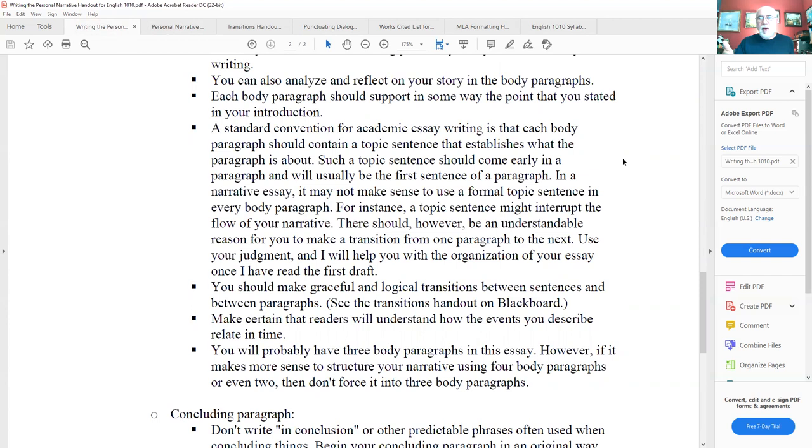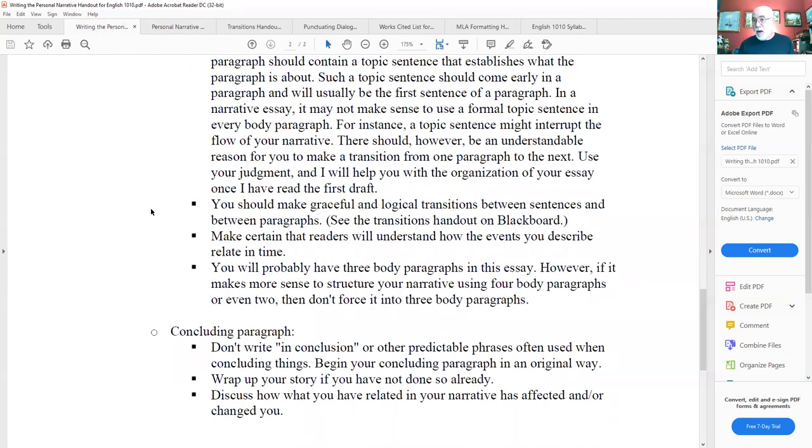if you're right in the middle of your narrative, and you need to start a new paragraph because it makes sense to, you probably just want to keep going with the narrative. You don't want to say, oh, I need a topic sentence here. So don't worry about it. But there should be a reason to start a new paragraph. There should be an understandable reason to start a new paragraph.